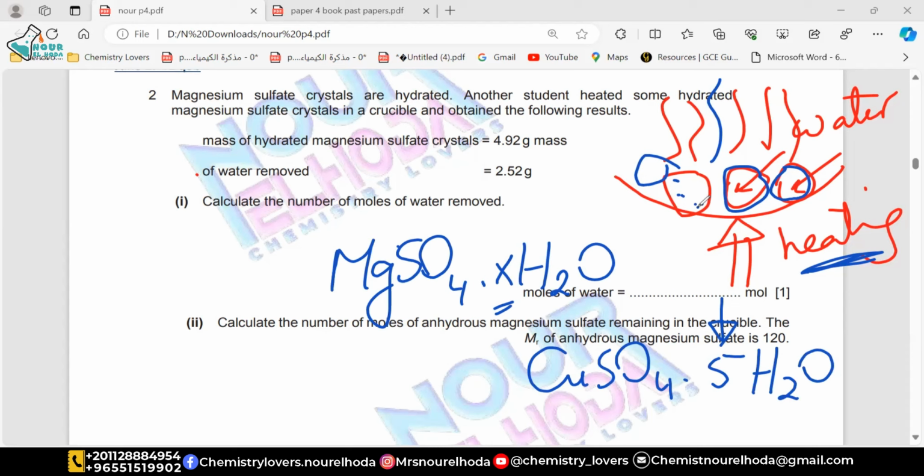How am I going to do it? It's the same as the normal empirical formula. I'm going to get the mass of the magnesium sulfate alone, and then the mass of the water alone. Once I have the mass of magnesium sulfate and the mass of the water, I'm going to divide both of them by the molar mass, same as the normal problems. Okay, let's do it.